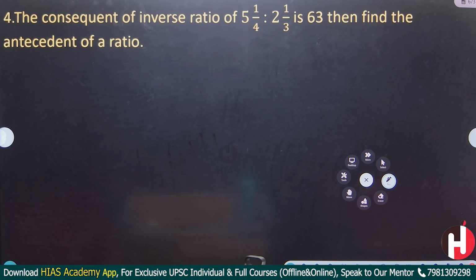Please understand the problem first. The consequent of the inverse ratio of 5 and 1 by 4 is to 2 and 1 by 3 is 63. Then find the antecedent of that ratio.